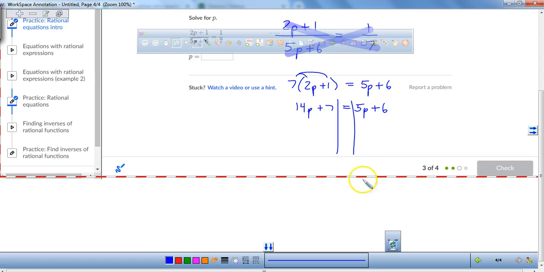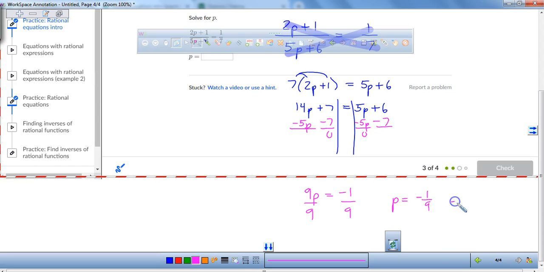So we've got to get all the p's to one side. Let's take away 5p, take away 5p. Minus 7 and minus 7. Interesting. So we got 14 minus 5, which is 9, equals, that zeroes out, 6 minus 7, which is negative 1. That's an ugly one. So p equals negative 1/9.